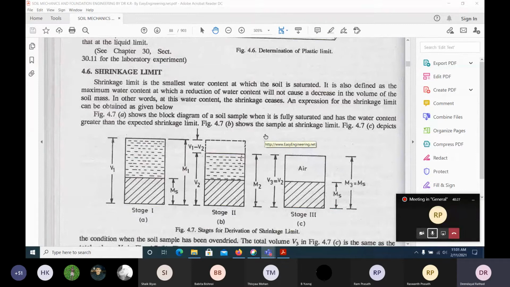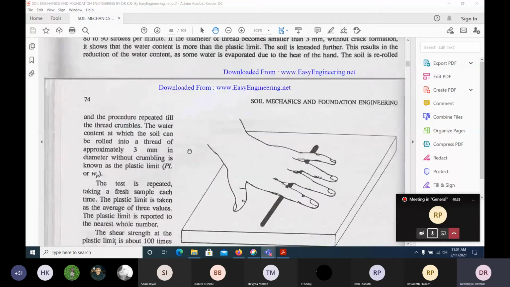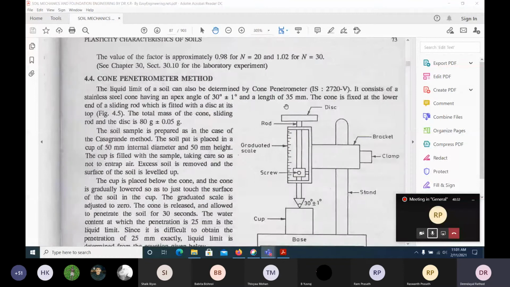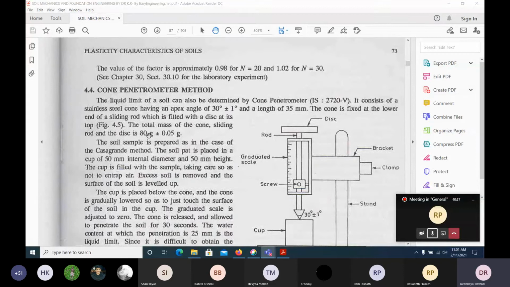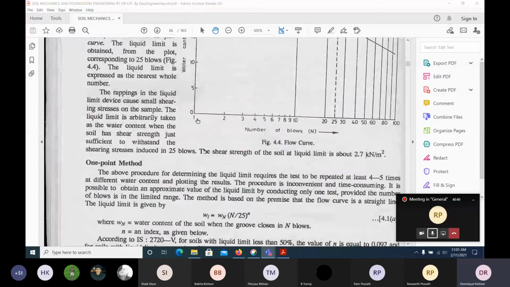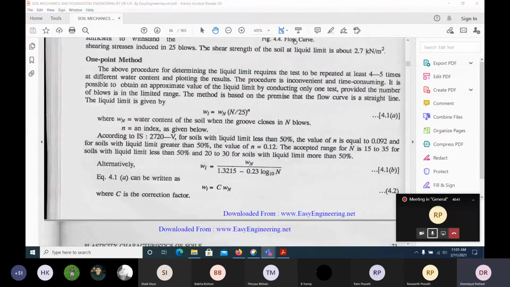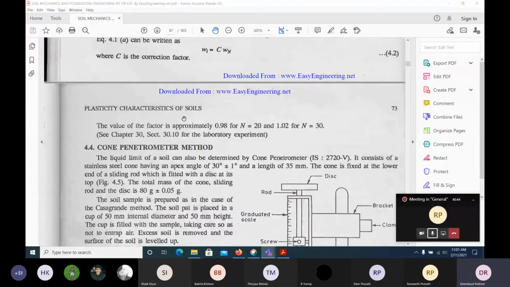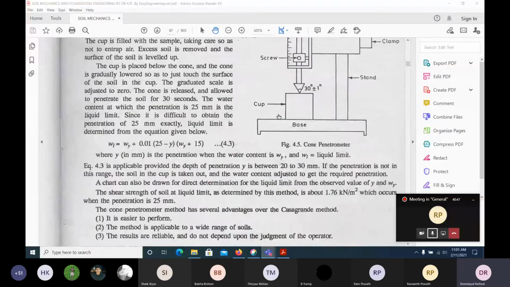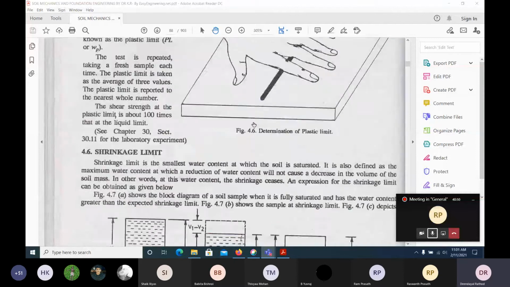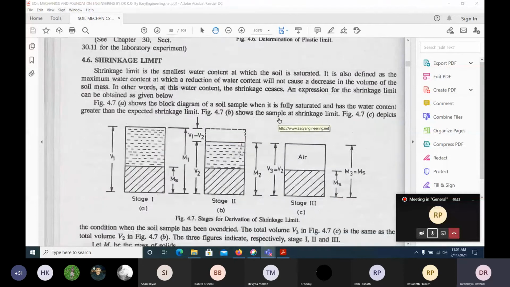Okay, how can we find out this shrinkage limit? Here one more method is given. Plastic limit, we don't do in our laboratory, but you can go through the cone penetration method, which can be used for finding the liquid limit also. I have put the video, but we use the Casagrande method. This can also be used for liquid limit, plastic limit, shrinkage limit. Okay, is it visible now? Should I continue? Okay, fine.